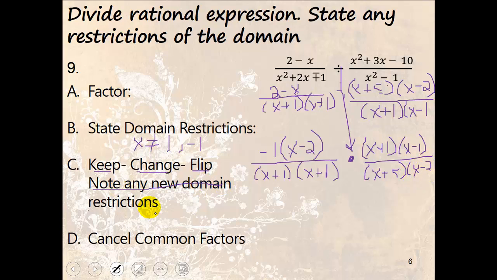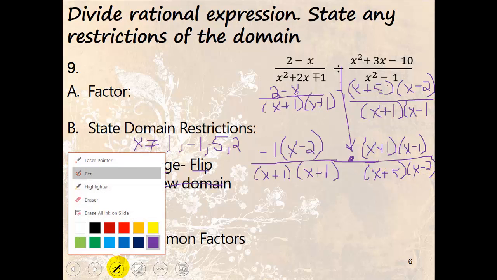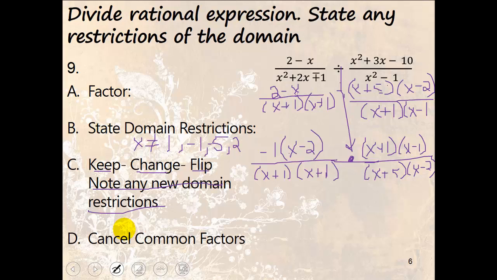Note any new domain restrictions. Notice that now x can't equal -5 or 2. Okay? And now I get to just cancel where I can. All right? So I'm going to cancel in red. So I have an x plus 1 here and an x plus 1 there. And then I have an x minus 2 and an x minus 2. I still have my -1.